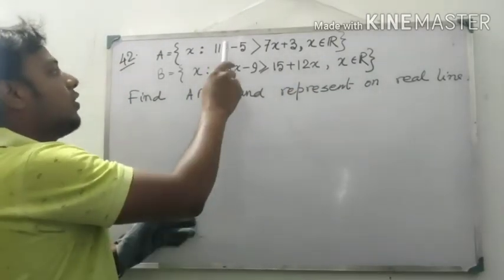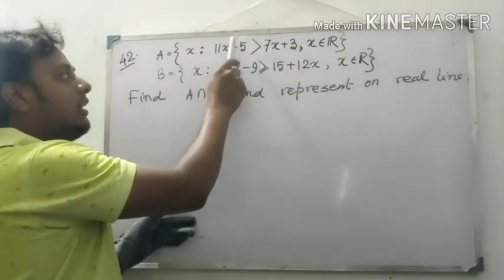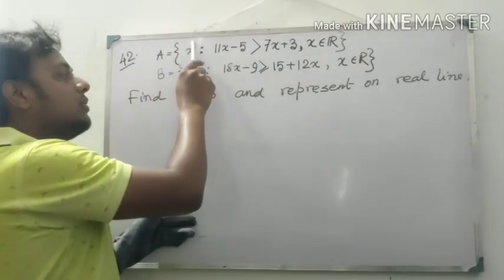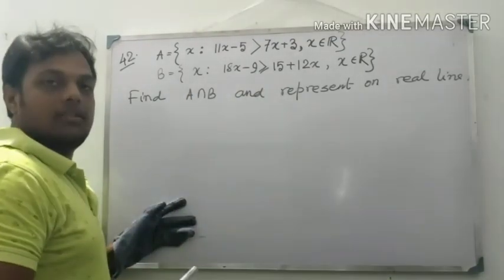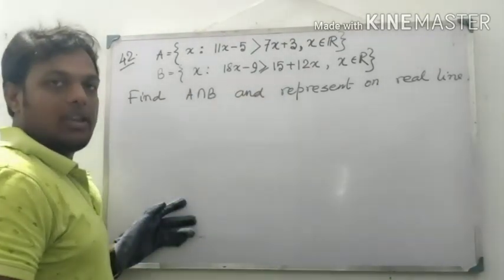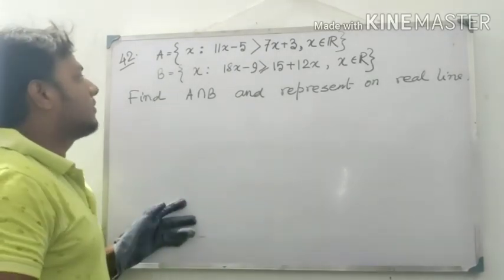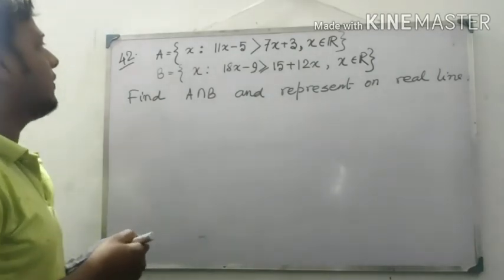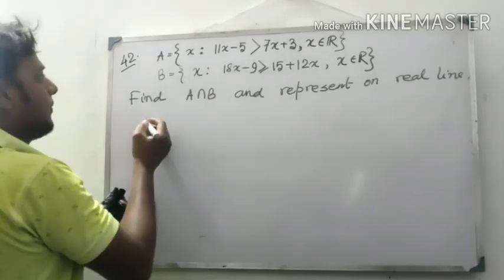So we have to solve the first inequality, then we get an idea about the x which comes in the set A, and we solve the second inequality, then we get an idea about the x which comes in the set B. So I am solving the first inequality for set A. Solution.